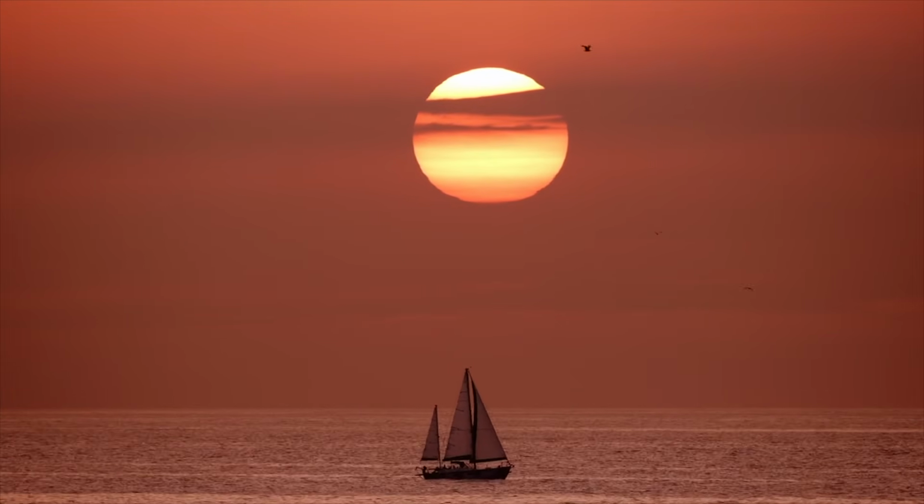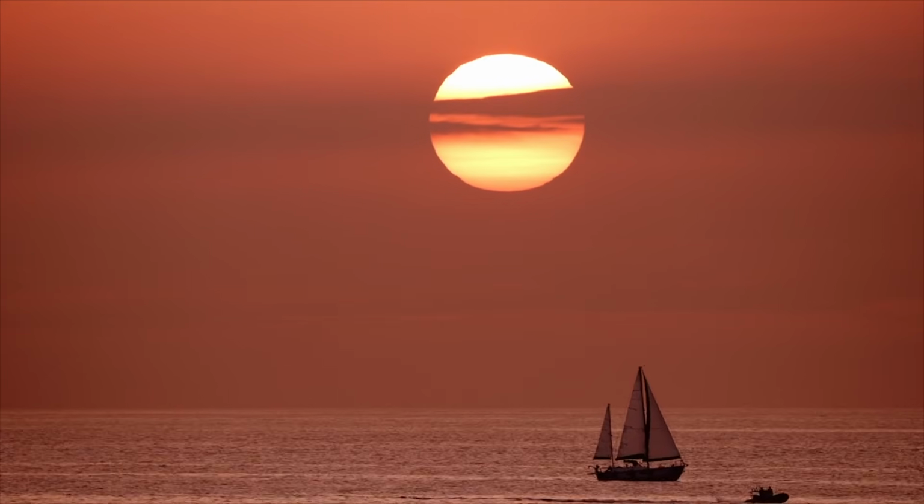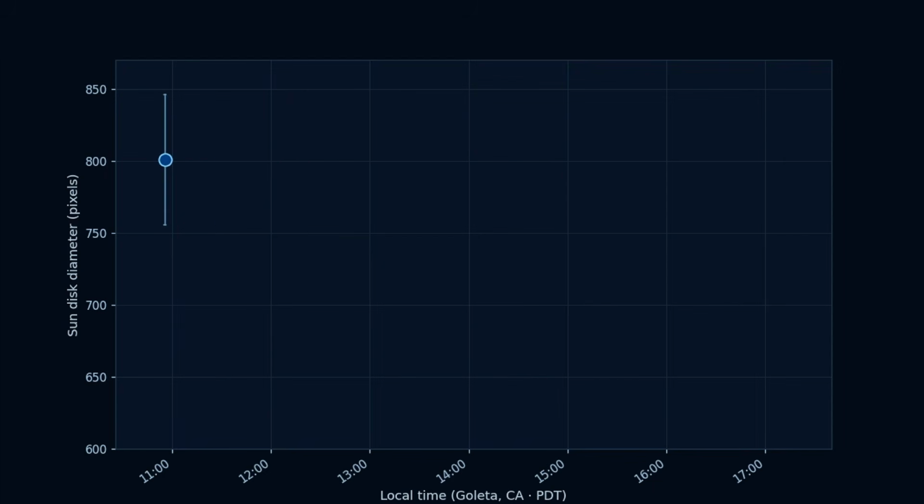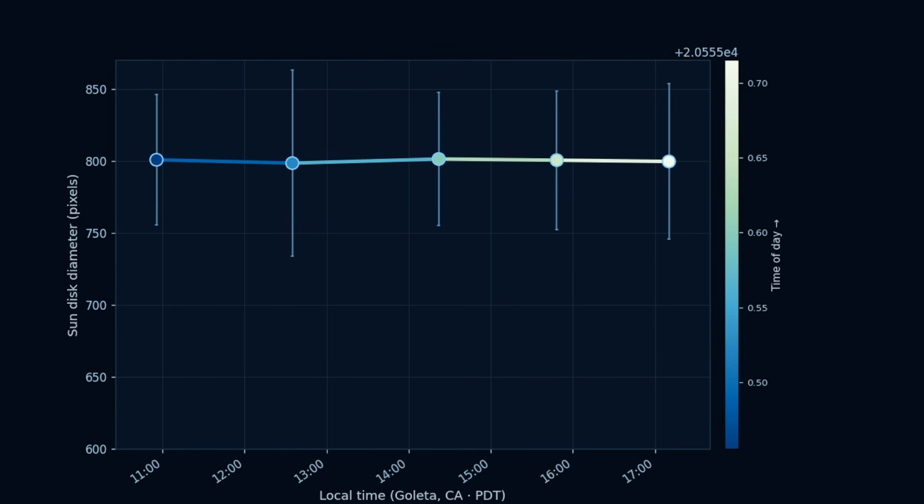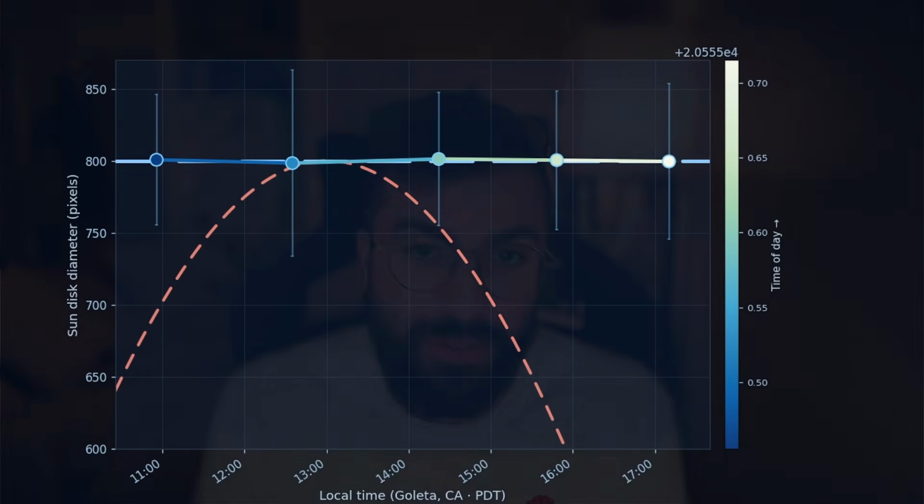Atmospheric refraction is a real thing. It's well understood, it's fully quantified, and it affects the position of the sun near the horizon by about half a degree. It does not affect angular size in any meaningful way, and it absolutely does not account for the factor of 2 size change the flat Earth model predicts. That's not our opinion, that's just a calculation anyone can do.